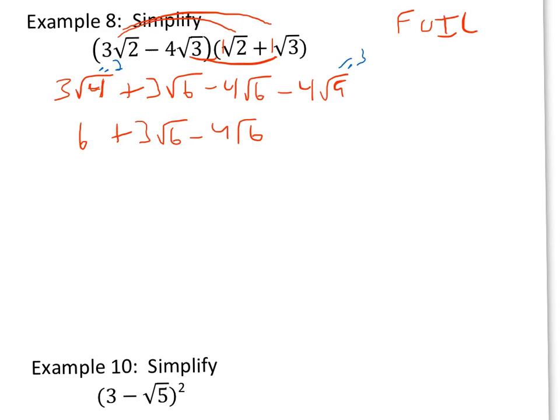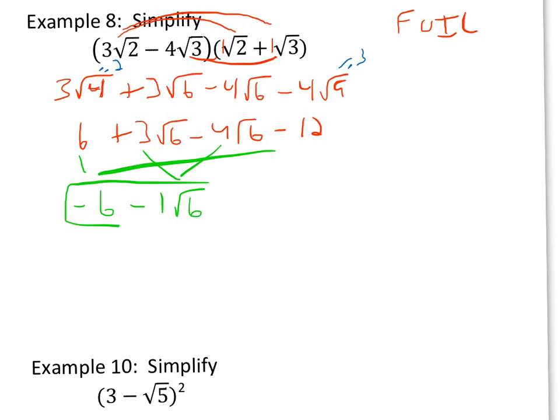Now here root 9 is a 3, so we have negative 12. Now what are considered like terms here? Well, 6 and negative 12 can go together and give you negative 6. Root 6 and root 6, these two can go together. They're both like radicals, so that means we can add or subtract their coefficients, and we get negative 1 root 6. And that is considered simplified.